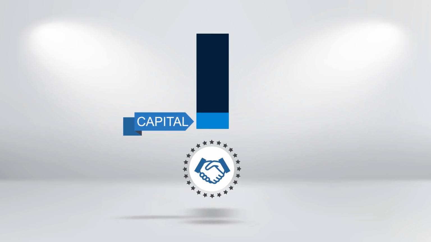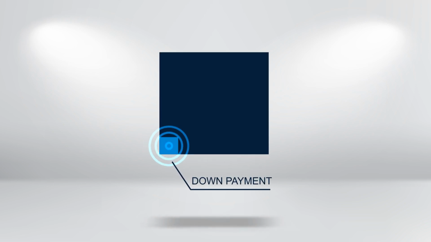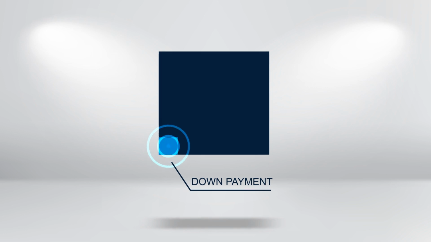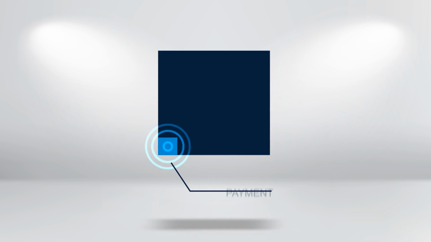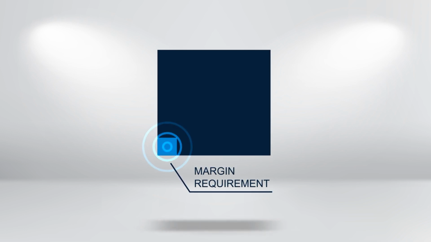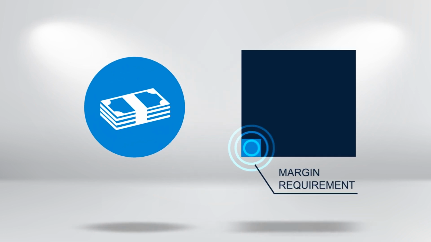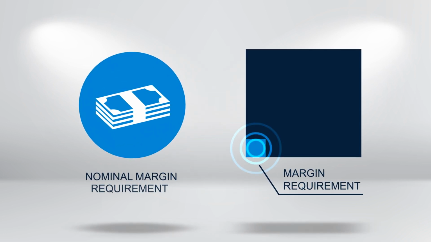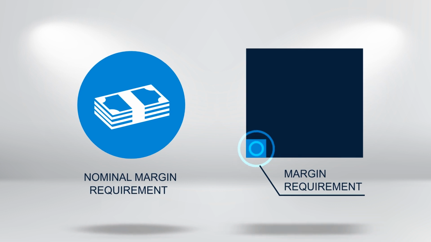Just as David was required to put down a percentage of the sum he borrowed, so traders are only required to put down a fixed percentage of the total amount they wish to trade. When applying for a mortgage, this is referred to as the down payment or deposit. But in trading, this fixed percentage is called the margin requirement, and the amount of money required to trade is called the nominal margin requirement.